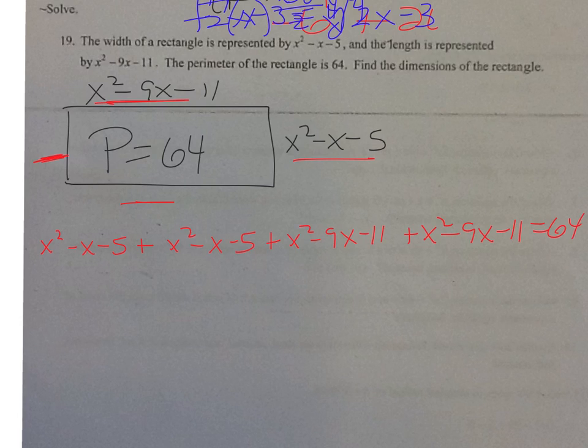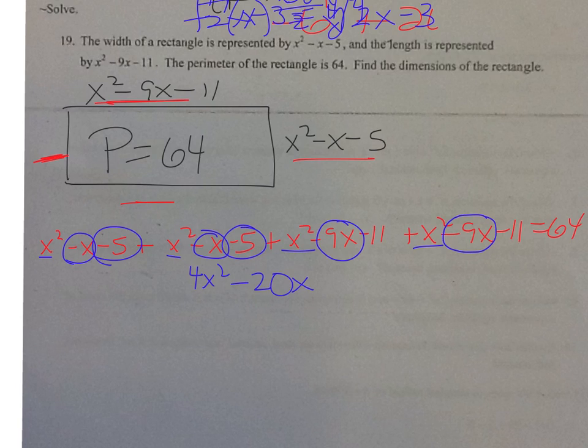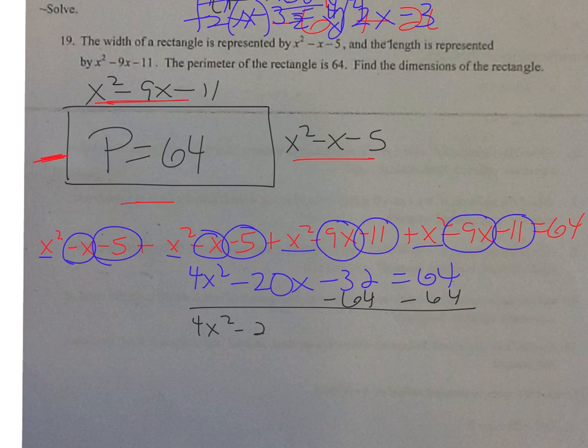Combine like terms. So x squared plus x squared plus x squared plus x squared is 4x squared. Negative x minus x is negative 2x. Negative 9x is negative 11x. Minus 9x is negative 20x. Negative 5 minus 5 is negative 10. Minus 11 is negative 21. Minus 11 is negative 32 equals 64. Okay, so I notice it's a quadratic, has to equal 0, so I'm just going to subtract 64. 4x squared minus 20x minus 96 is equal to 0.